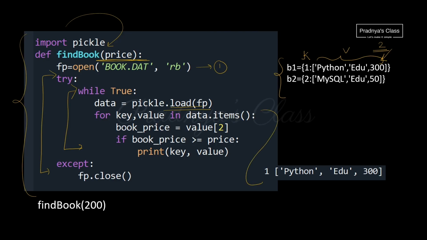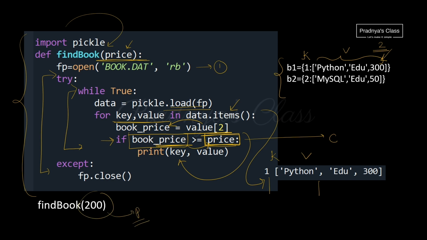As we need to print the details of the books including key and value, we will be iterating over key value using items function. Let's store the price which is at the index 2 in one variable. Now we are comparing both the values, the parameter which we passed and the price which we have in the file. And the condition is that whatever book price we have in the dictionary should be greater than the price which we pass through the parameter. And if it satisfies, we are printing both key and value of the dictionary. Suppose we are passing price as 200. In the first dictionary, the price is 300. It is greater than the passed value. So we are getting this output.